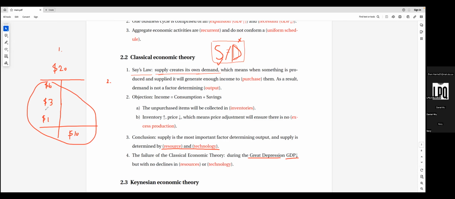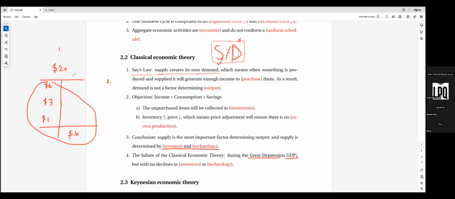Because we need to do savings for future spending. People save part of their current income for future spending, maybe retirement or saving money for your children, whatever the reason. People save part of the current income for future consumption.